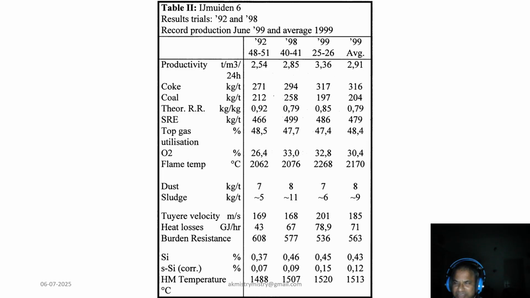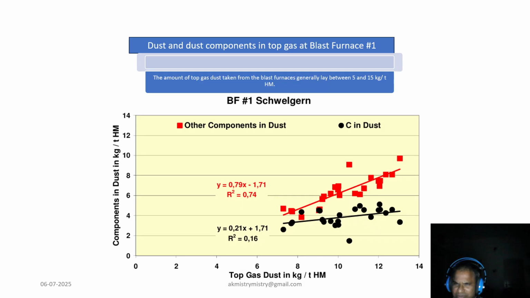Tuyere velocity increased from 169 meters per second to 185 meters per second, and heat losses rose from 43 gigajoules per hour to 71 gigajoules per hour. Bottom resistance drops from 608 to 563. Silicon level ranges from 0.37 to 0.45, averaging 0.43%, so averaging around 0.4 as we have said. Finally, hot metal temperature is 1488 to 1513 over the years, so around 1490 to 1513 is the mostly average.